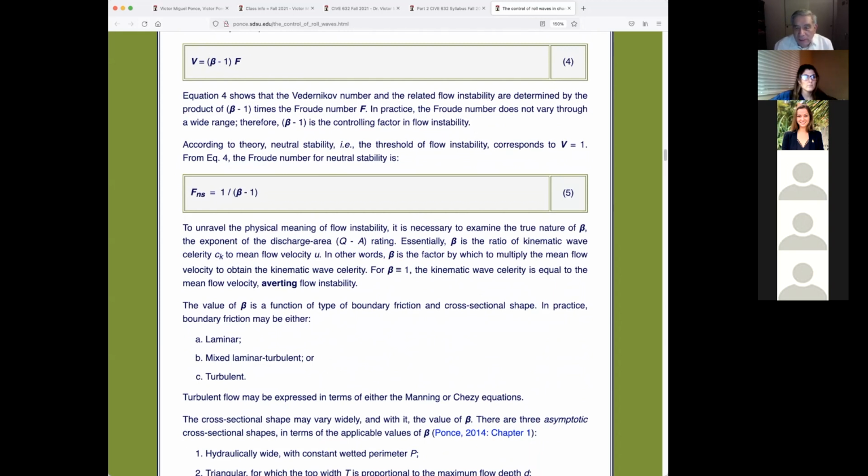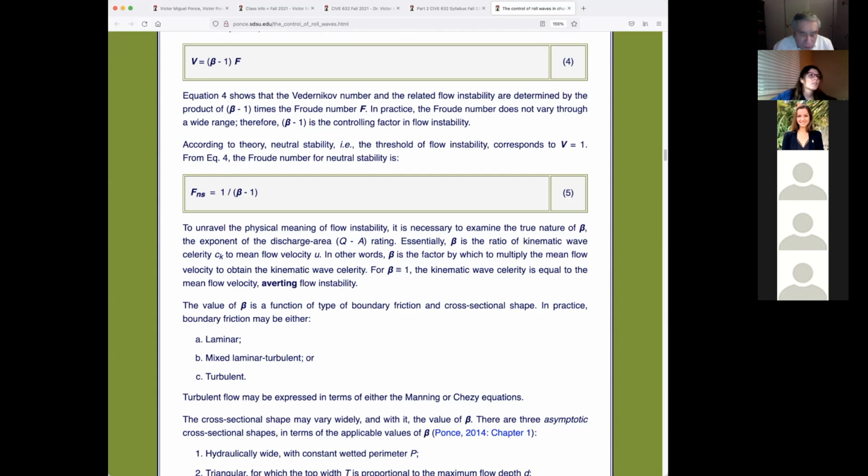So we need to examine the true nature of beta. As you guys really know, beta is the excess, the celerity equal beta u. That means beta is the celerity over u. In other words, the larger the beta above 1, the more the celerity. And since the celerity has a tendency to become nonlinear in time and space, it will try to overcome.